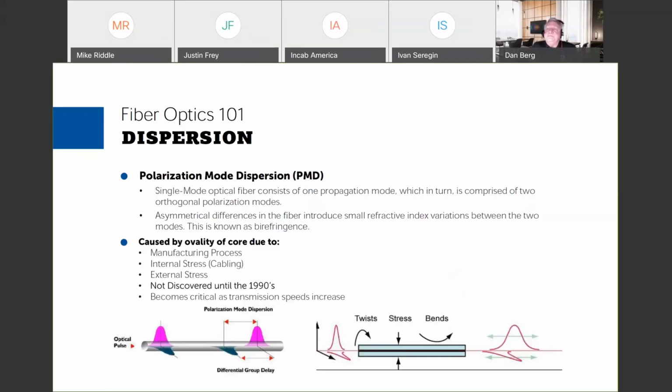Polarization mode dispersion. I think I'd rather label this slide, are we ready for 100 gigabits per second? Because this one, which is fairly new, I think it was discovered in the 90s, what it's saying is that each electromagnetic wave consists of two orthogonal waves, electrical and magnetic, and they can travel. If everything was perfect, these two waves or these two modes would travel down the optical fiber at exactly the same rate. But a fiber is not perfect.